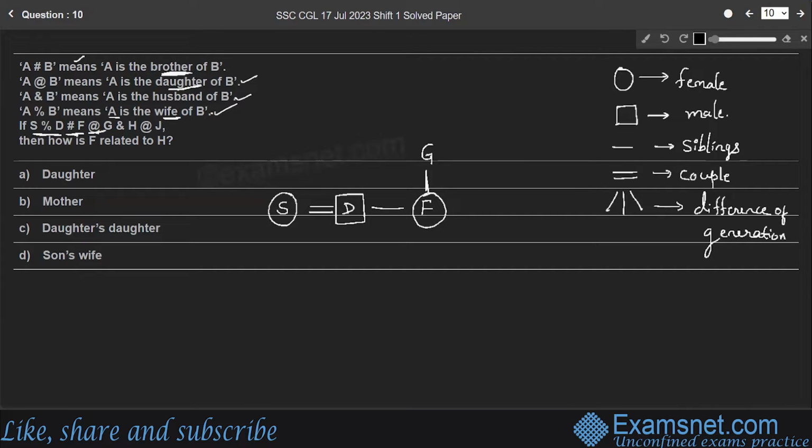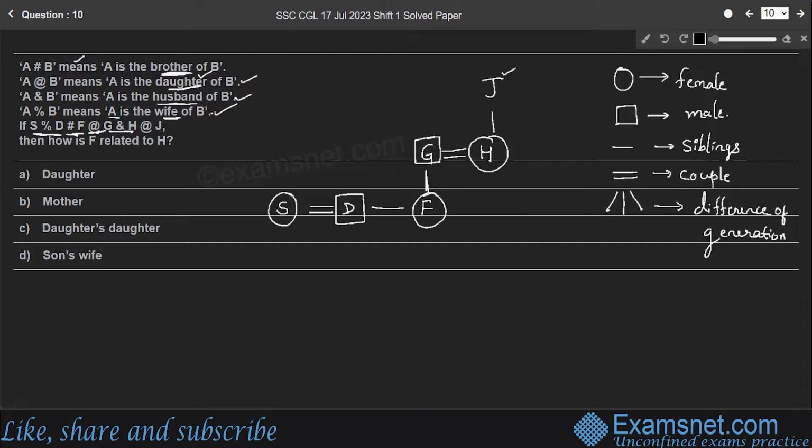Right? Next, G and H. Here 'and' represents, so first person is husband of second person. G is the husband of H. So G and H are married couple. Since G is husband, so G is a male, H is a female. And H at the rate of J. At the rate means first person is daughter of second person. So H is daughter of J. Right? So here the gender of J is not given.